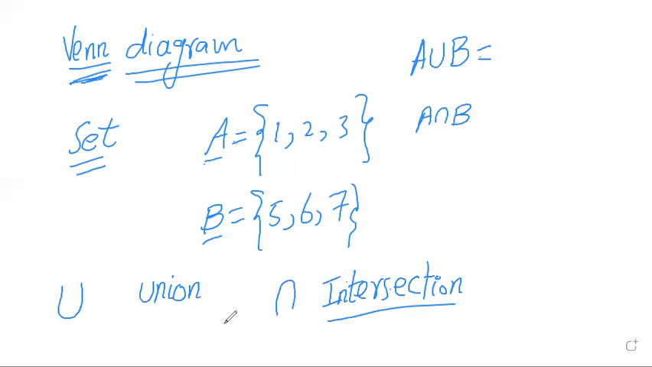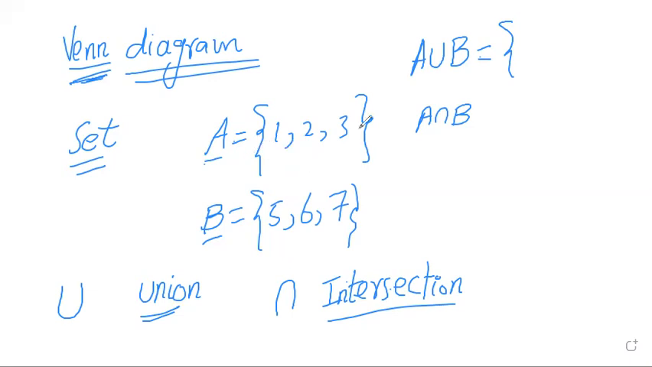Union and intersection. Now, what is the meaning of the union? What is the meaning of the intersection? When we do the union, we write the combined elements of both the sets. For example, if I have to write A union B, I will write the elements from both sets, but I will not repeat any element.